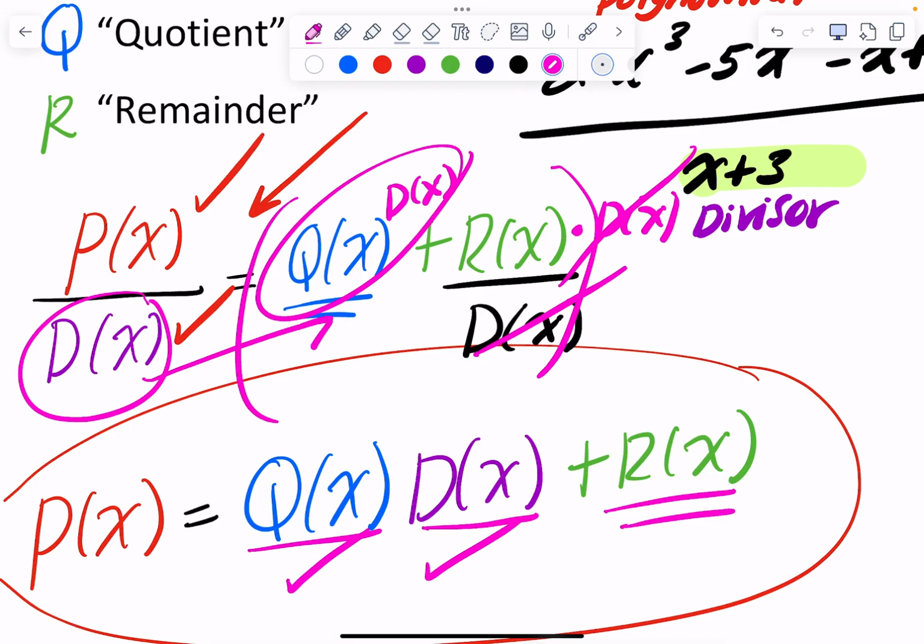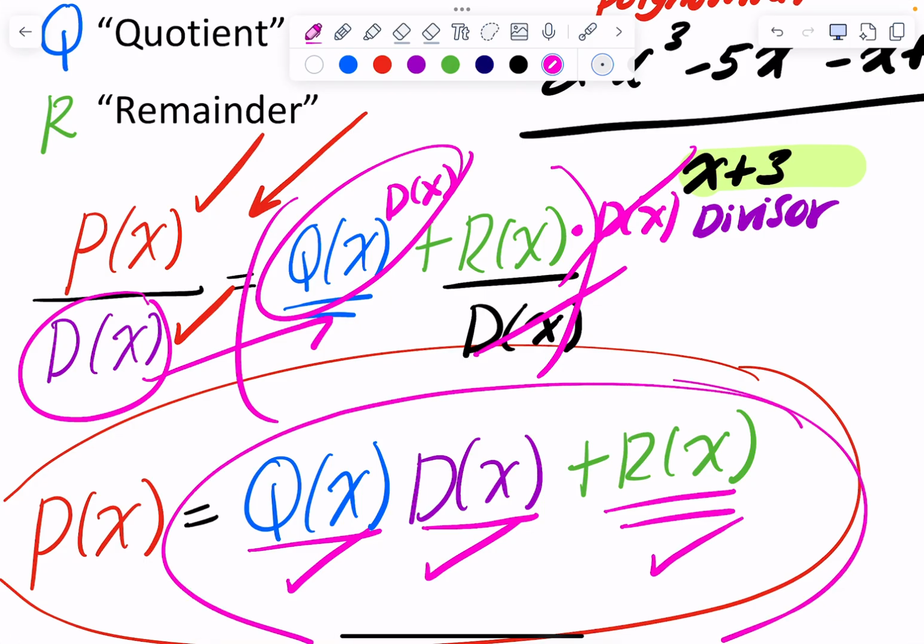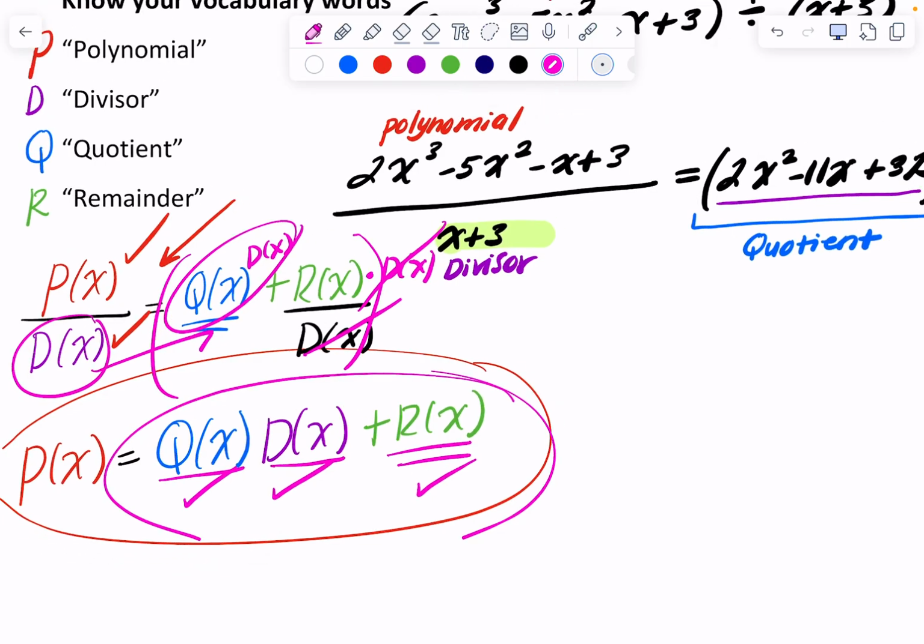They like this format of the answer. They like it written as a product plus its remainder. And I'll explain why in a minute, why I think they like that format of the answer better. So look how we would write this.